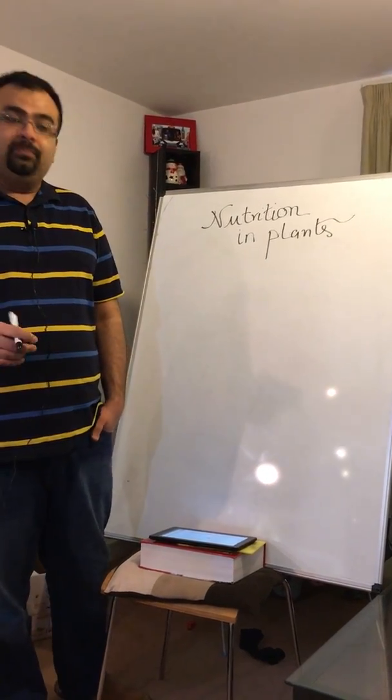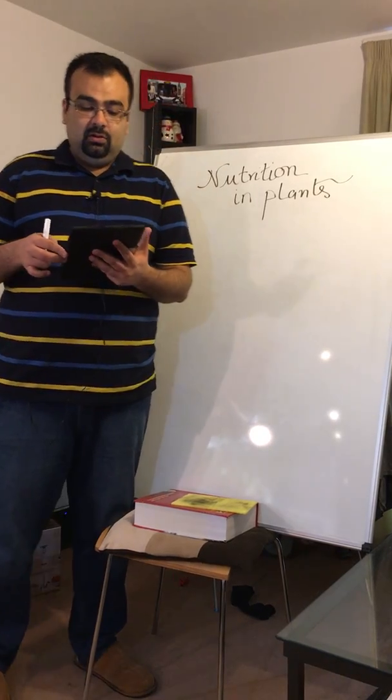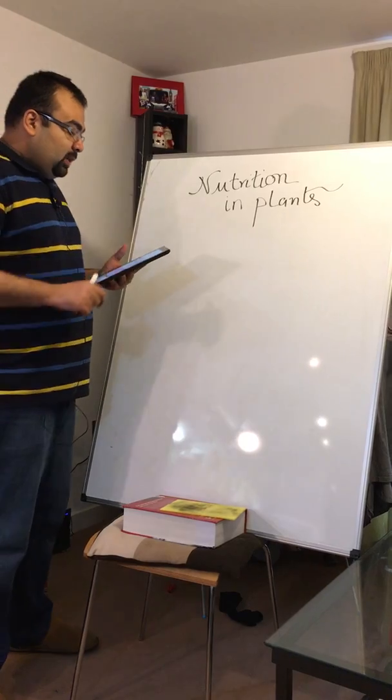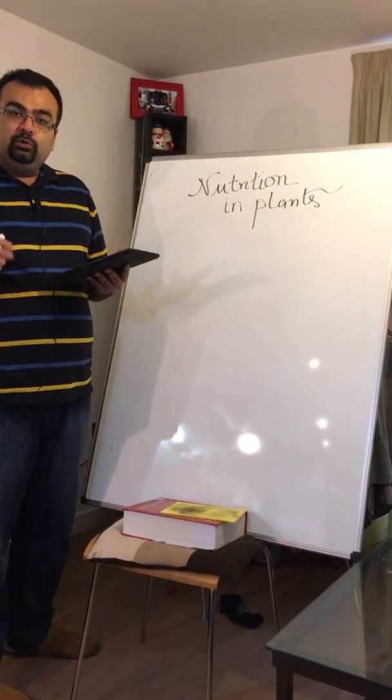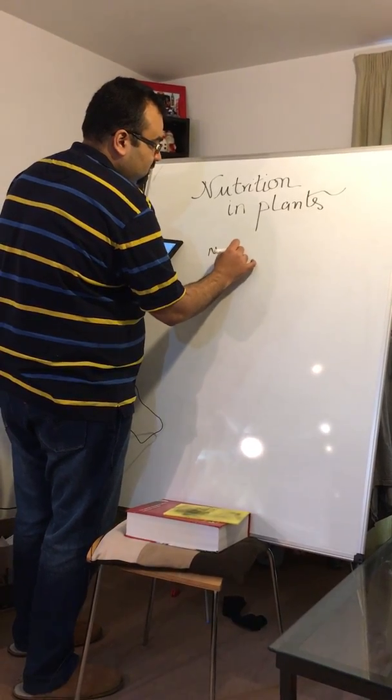Hello, we will start off with the science chapter number 1 for class 7, which is nutrition in plants. Okay, so what do we understand by nutrients in the very first place? Let's start with this.